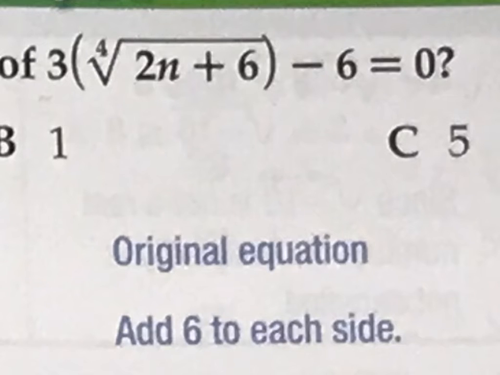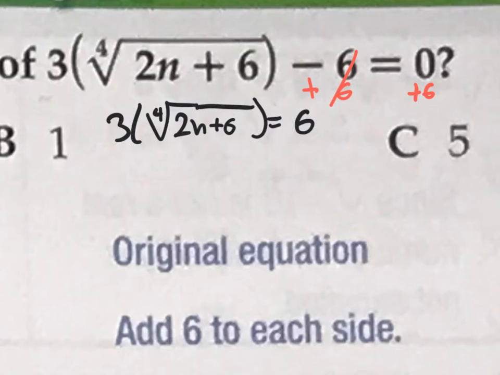You could copy it down over again. But the bottom line is step 1 is to isolate your radical. So what do I do to isolate it? Add 6, plus 6 cancels out. My new equation is 3 times the 4th root of (2n + 6) equals 6.